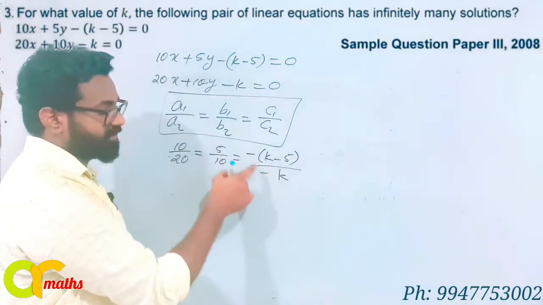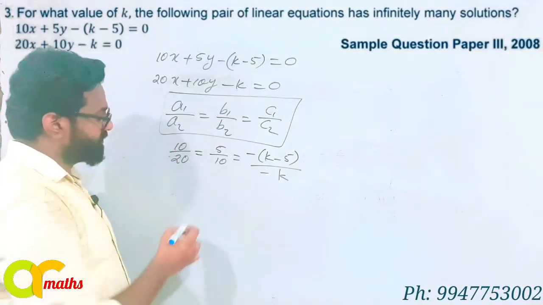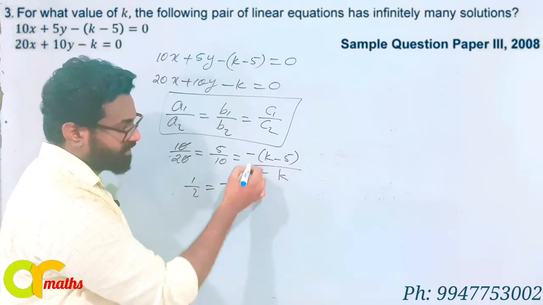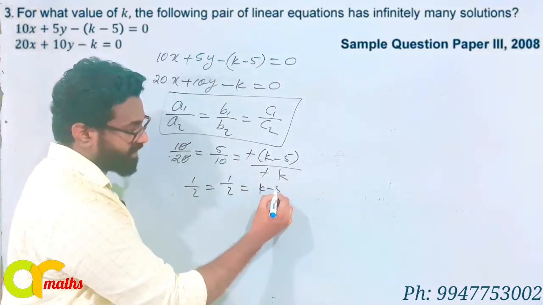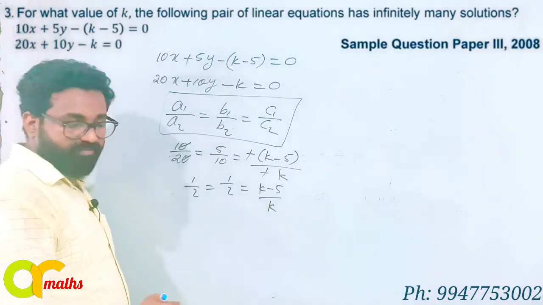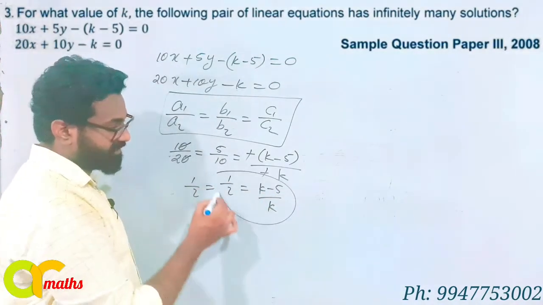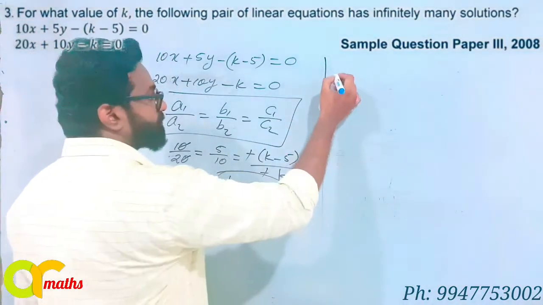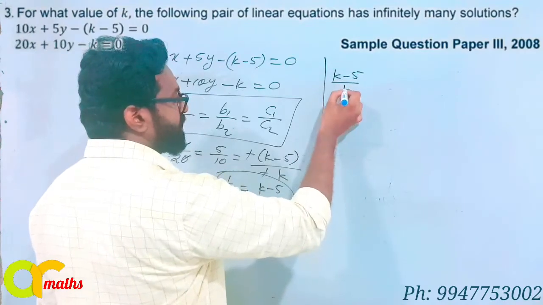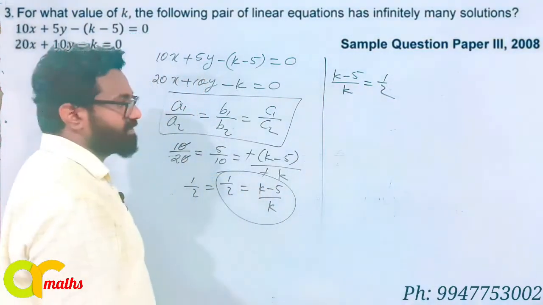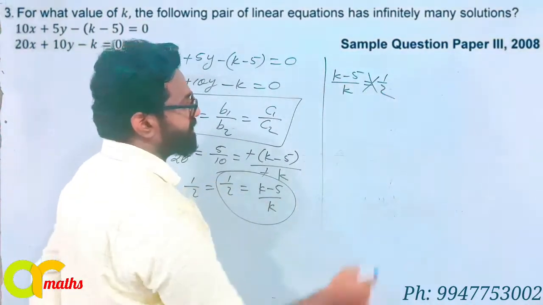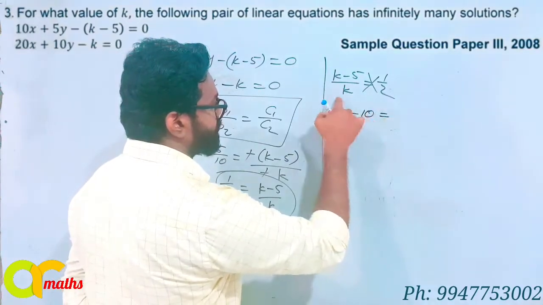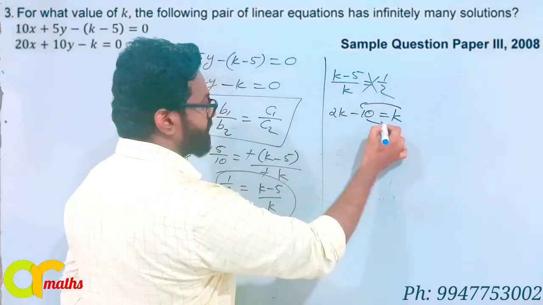Here 10 by 20 is 1 by 2, equals 5 by 10, which is 1 by 2, equals (k - 5) divided by k. So select any two ratios: (k - 5) divided by k equals 1 by 2. Then simplify by cross multiplication: 2 into (k - 5), 2k minus 2 into 5, 10, equals k into 1, k.